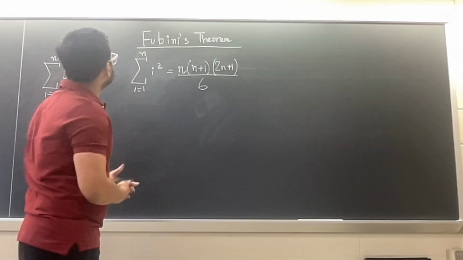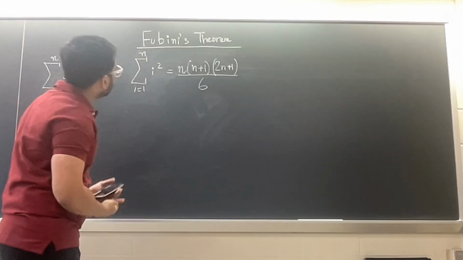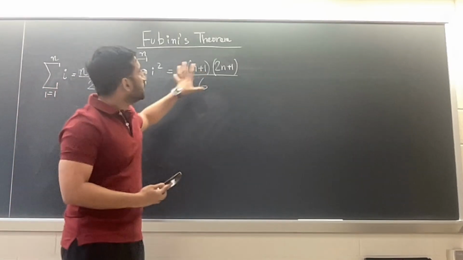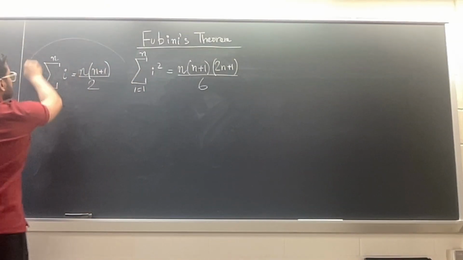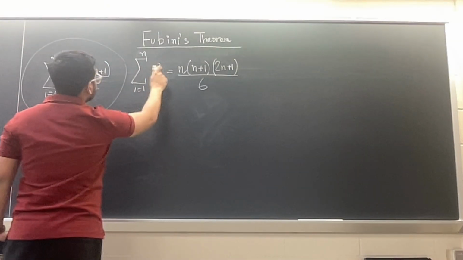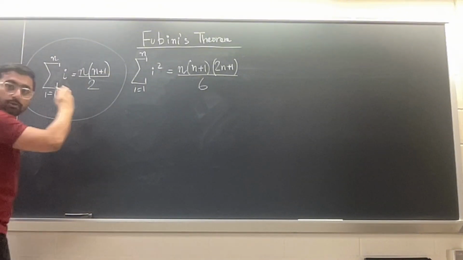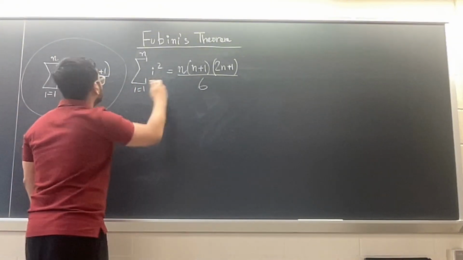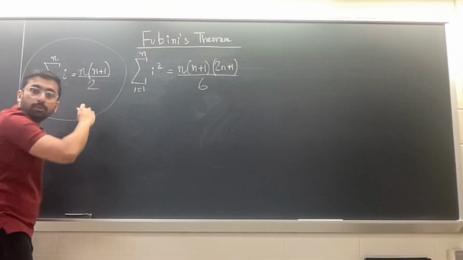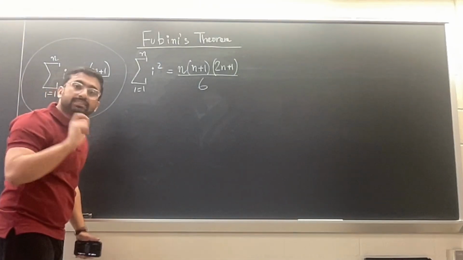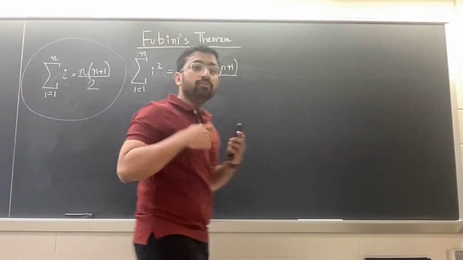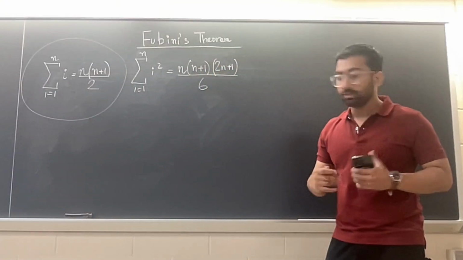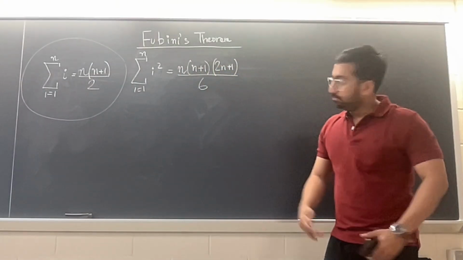We all know the summation of i squared from 1 to n is this expression, right? This is in quadratic form. The goal is to use only this linear form to derive that. That's the only constraint. So how will we do this? To do that, we will use something called Fubini's theorem, or the double counting method.